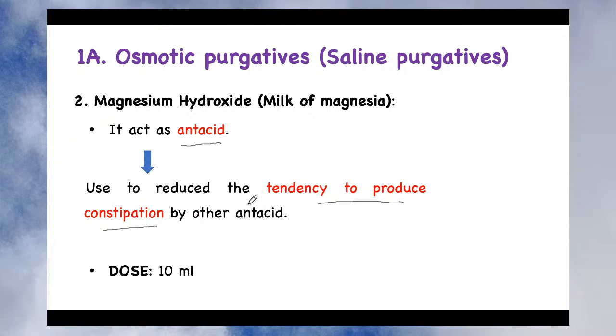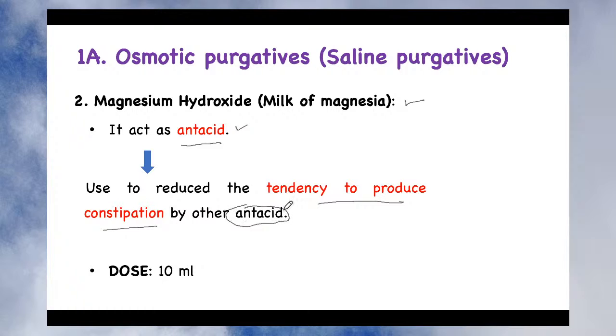the antacid, then instead of giving a drug which can block the histaminergic receptor to have an antacid action, or maybe you are giving omeprazole to have the antacid action or to reduce secretion of the acid, and if they are producing constipation, then instead of using those drugs you can use magnesium hydroxide, because it provides the dual advantage. It acts as an antacid and also it reduces the tendency to produce constipation by other antacids.